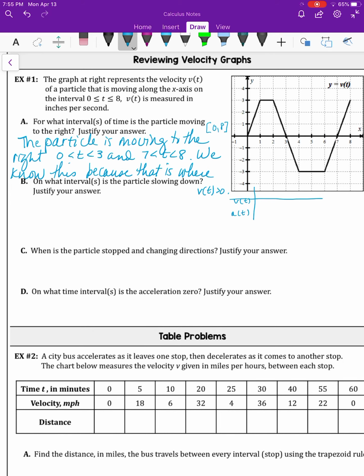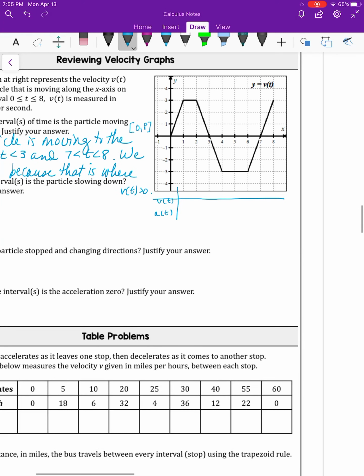And remember, speeding up and slowing down, we have to analyze our velocity and our acceleration for the different time intervals. And so what we're going to do is make a little chart. We know that from 0 to 1, we have something going on. So that's one of our intervals. And we've got positive velocity because it's above the x-axis. And if I did the slope of the tangent line, it would be positive. So we've got positive velocity and positive acceleration.